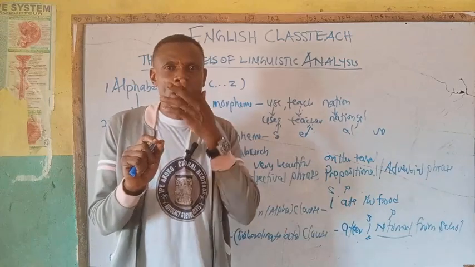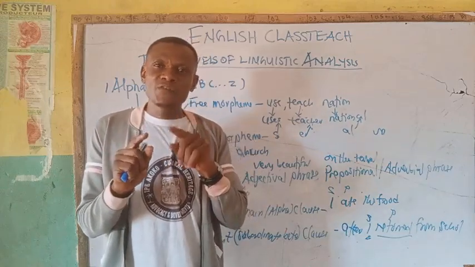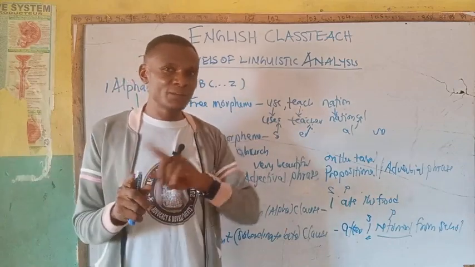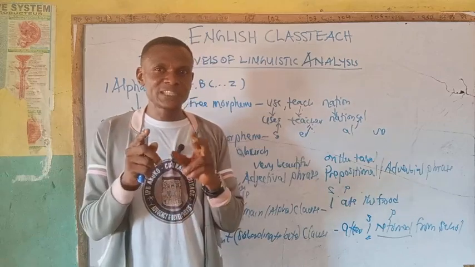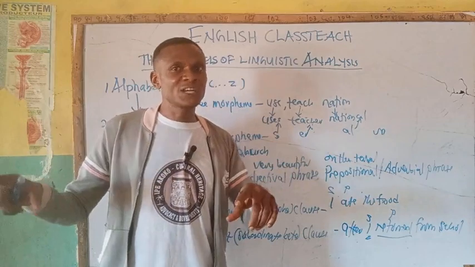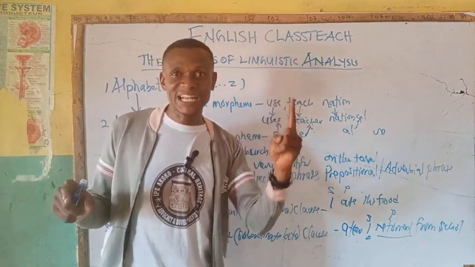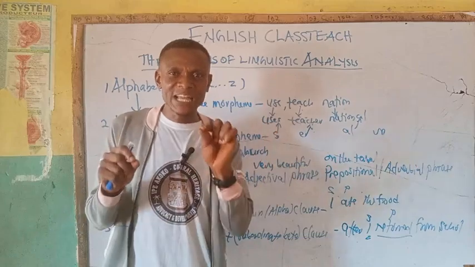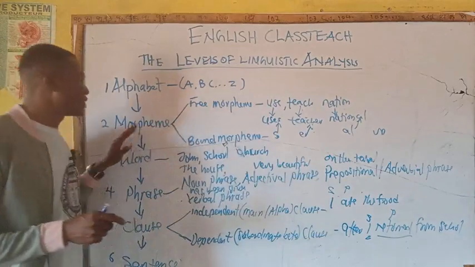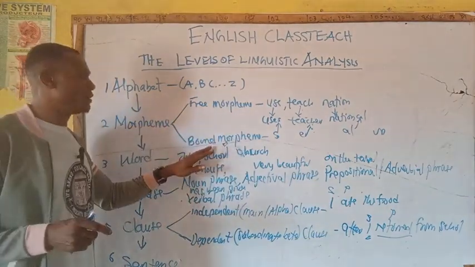Very small. I said morpheme is different from syllable. Syllable is different from morpheme. Syllable comprises a vowel sound and consonant sound. Sometimes a vowel sound can stand as a syllable. But here we are not talking about syllable. I'm referring to morpheme, where we have free morpheme and bound morpheme.